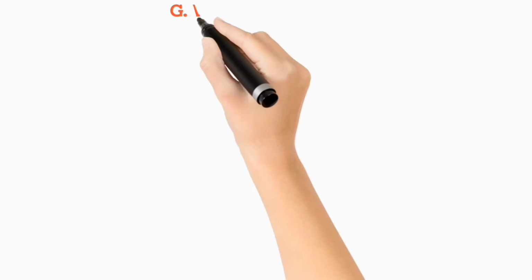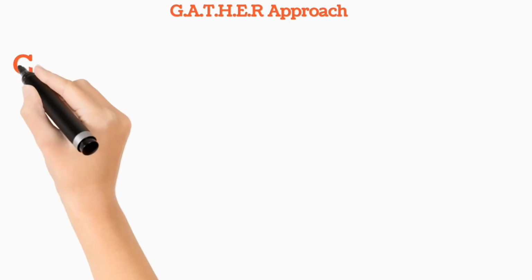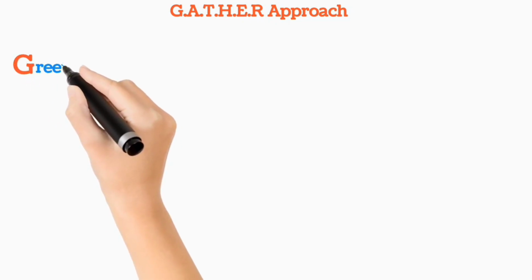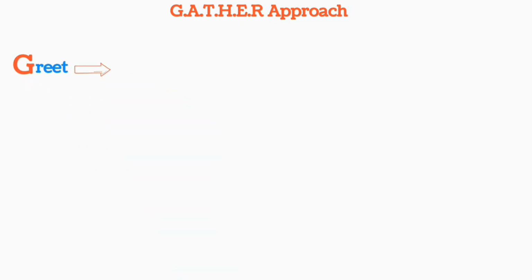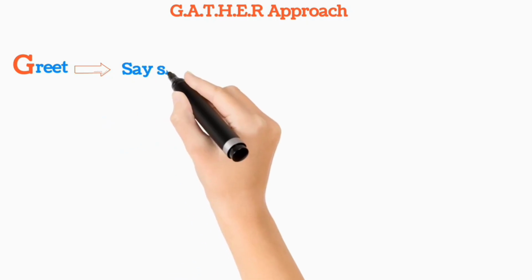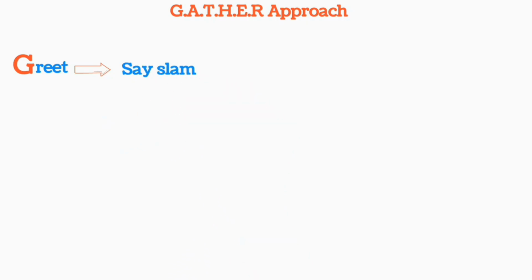Let's discuss the GATHER approach, which is a patient centered and structured communication model used in counseling. Here is how to counsel a patient using the GATHER approach, breaking it down step by step. The first step is greet. So greet the patient warmly and create a rapport. The goal is to establish a respectful, private, and comfortable environment. In greeting, say salam, use the patient's name, and make eye contact.